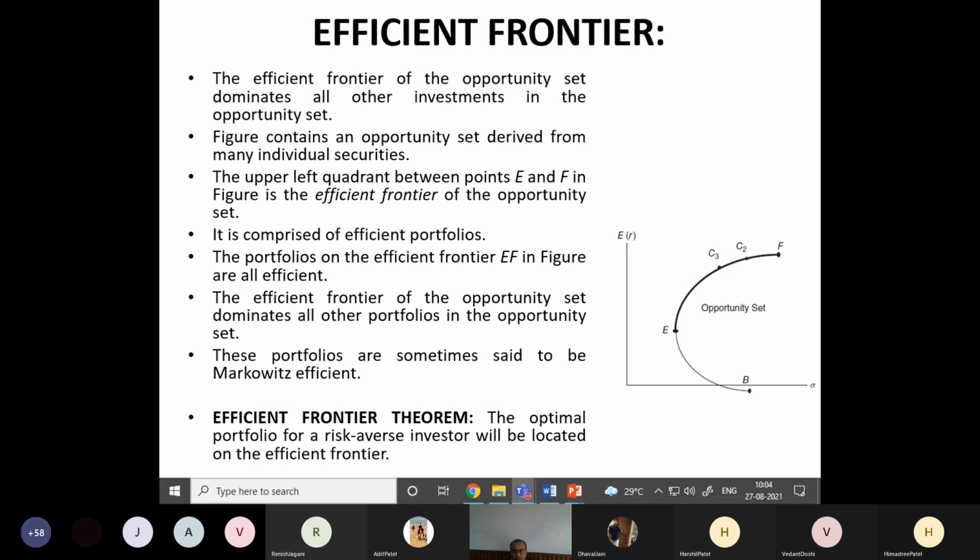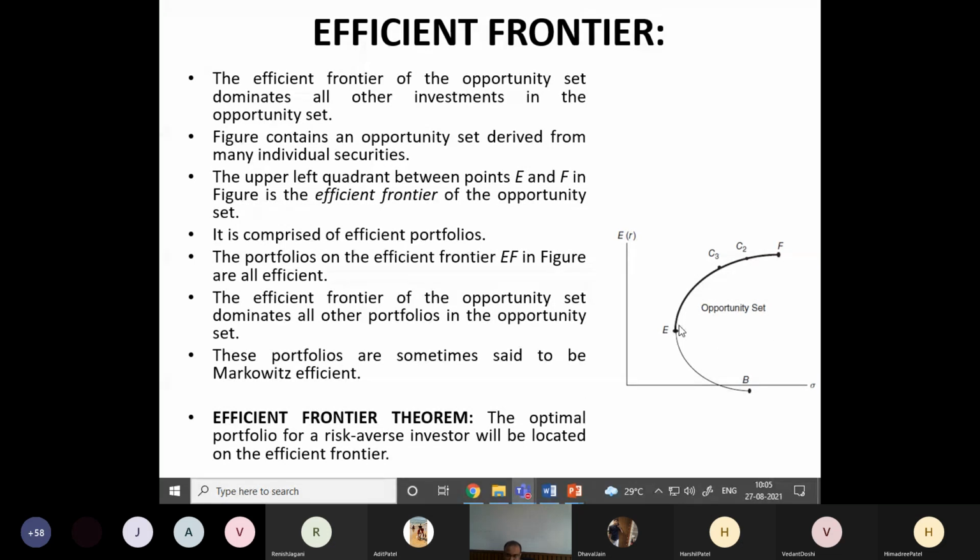The efficient portfolio is defined by Markowitz as the one which gives the highest return for a given risk, or the least risk for a given return. The efficient frontier is located from this point E up to this point F if we do not allow any short selling. If we allow short selling, this curve will extend further. The efficient frontier is a subset of the opportunity set. I hope this part is clear to you.